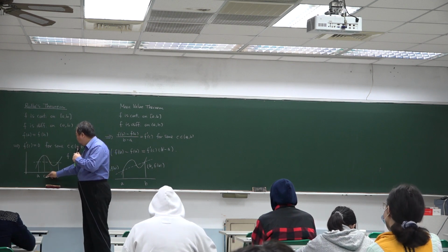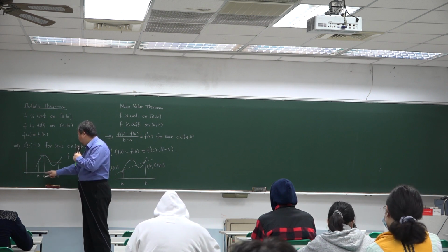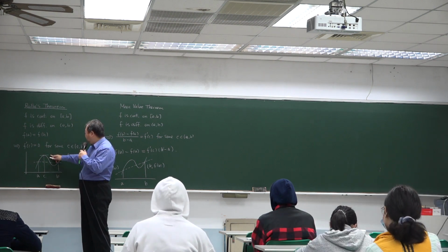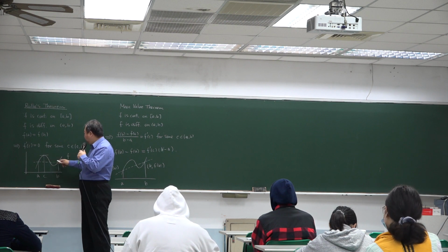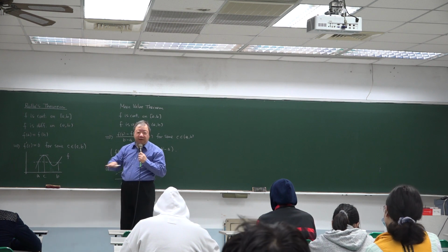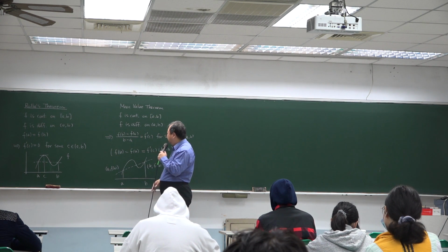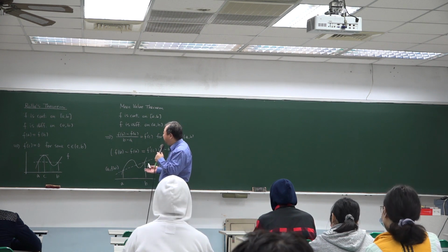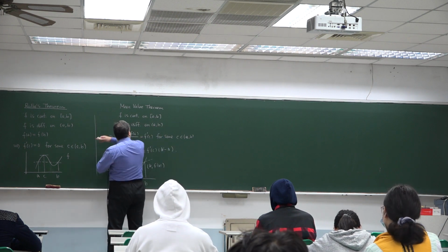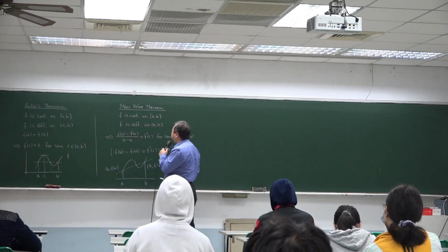For example, this is a position at c, f prime of c is 0, which means the graph at this point has a horizontal tangent line. The generalization: in fact, we use Rolle's theorem to prove this. So these two theorems are equivalent. The mean value theorem.